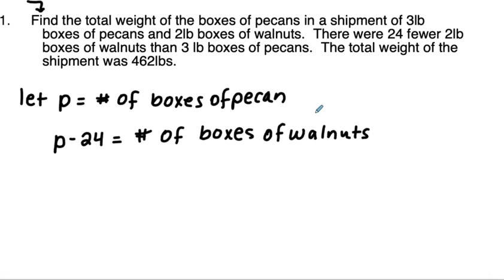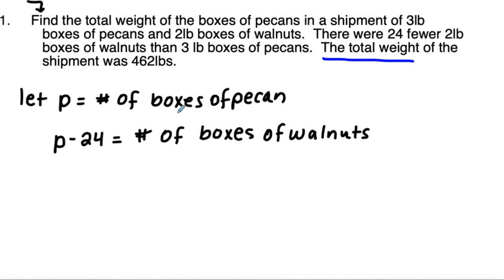All right, now I want you to pause and try to write the equation on your own. That might have been where you were stuck. Now that you have those let statements, are you able to turn this into an equation? Now remember, the equation relates to the total weight because that's what they gave me. All right, so if you tried it on your own, this is what you should have gotten.